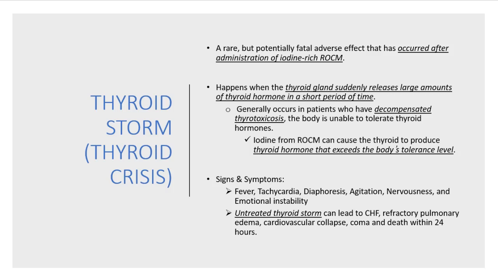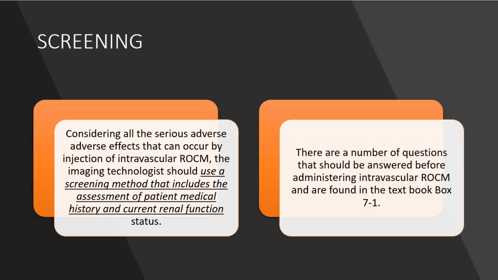that are in-house. Symptoms include fever, tachycardia, diaphoresis, agitation, nervousness, and emotional instability. Untreated thyroid storm can lead to CHF, refractory pulmonary edema, cardiovascular collapse, coma, and death within 24 hours. So I am very fortunate to have had the patients as inpatients, and the nurse was able to catch this quickly. So they were able to treat the patient. How they treated the patient, I don't know, but they were able to treat the patient and they were fine.